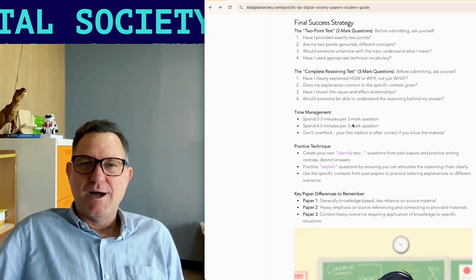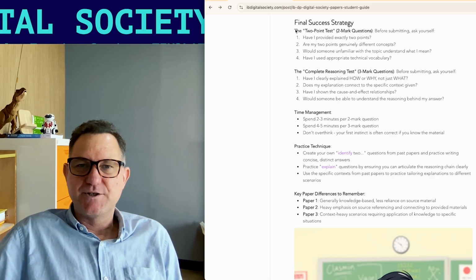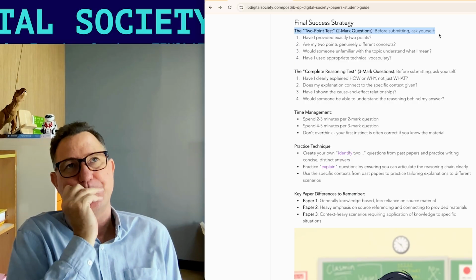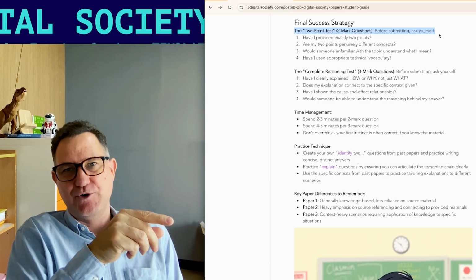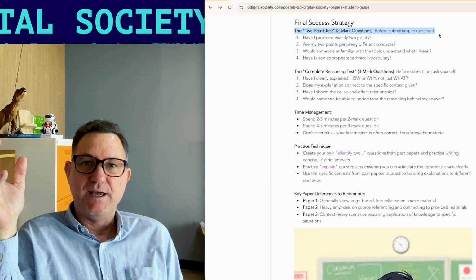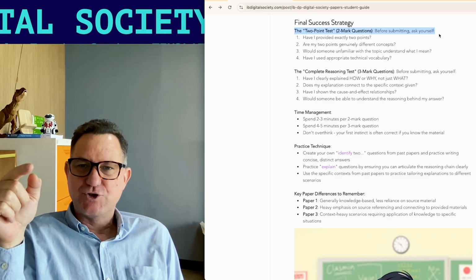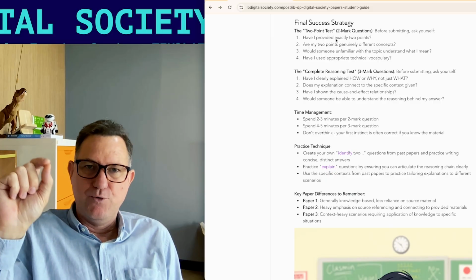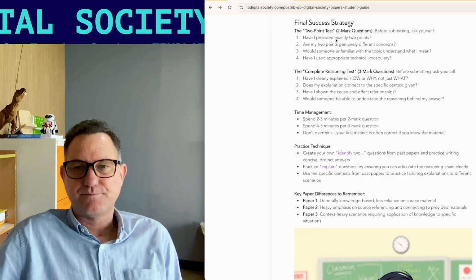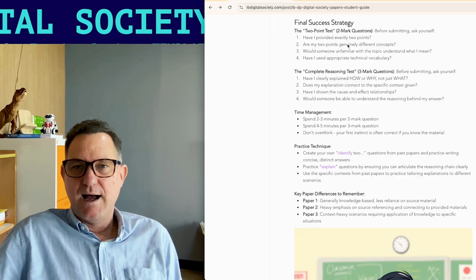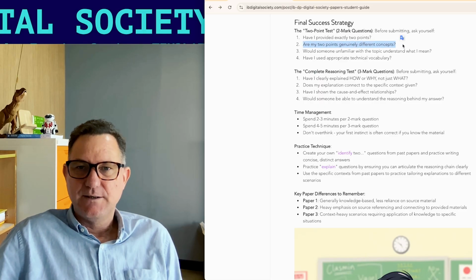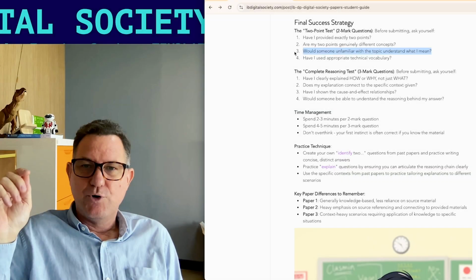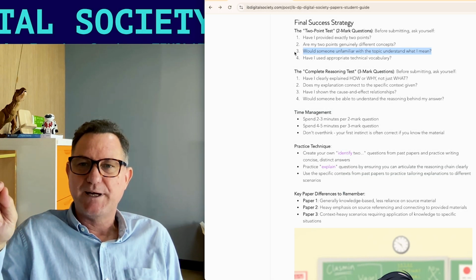Okay, to conclude, I'm going to talk about final success strategy. First of all, the 2-point test. Keep this in mind when you're responding, but this is often the review at the end of the exam. If it's a 2-mark question, ask yourself, have I actually given 2 distinct points that are worth a mark each? Are my 2 points actually different, or am I just writing the same thing twice? Point 3, would someone unfamiliar with the topic understand what I mean?